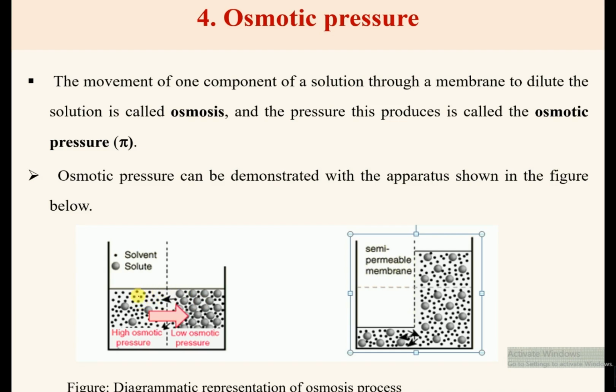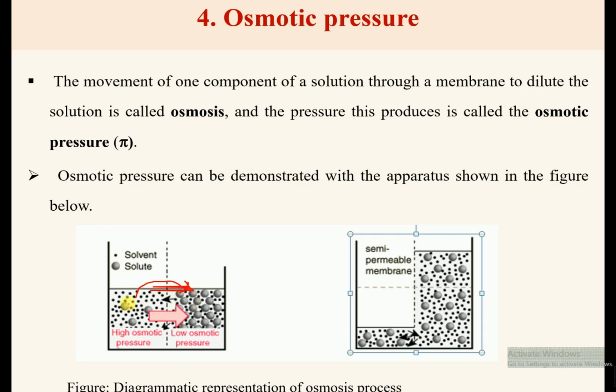They migrate from here to here. Who does? The solvent molecules. This is a semi-permeable membrane which allows the solvent molecules to pass but blocks the solute molecules, so that the solvent molecules naturally migrate from left to right in order to dilute this. Naturally, if there is a semi-permeable membrane, solvent molecules migrate from low concentration to high concentration in order to dilute the concentrated one. This is a natural process, okay?